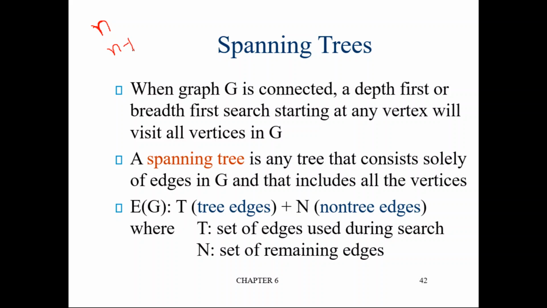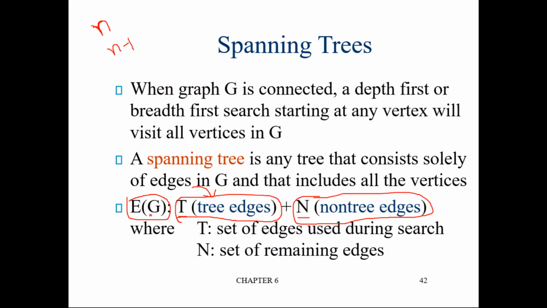When you create a spanning tree, what happens? We include only some of the edges in the spanning tree. The graph can have any number of edges, but in the spanning tree we include only some of them, and some edges we exclude. The edges included in the spanning tree are called tree edges, represented as T, and the edges excluded from the spanning tree are called non-tree edges.